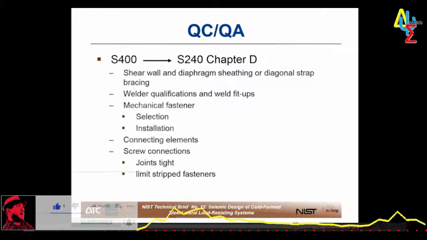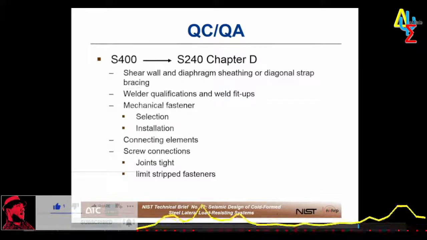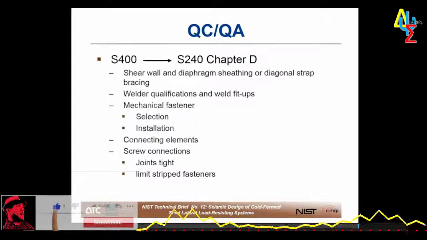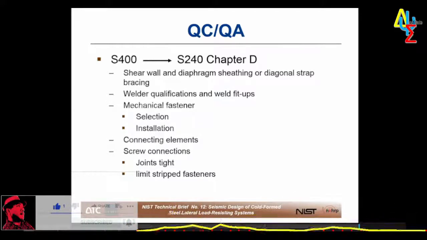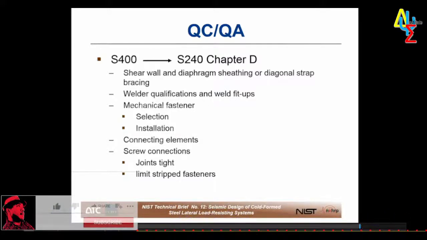And screw connections. In screw connections, we need to verify that the joints have a tight fit and that stripped or over-driven screws are limited to what's in S240. So depending on the type of connection you're making, the type of system, you can actually have some stripped screws and that can be acceptable, but they are limited. You can't have all of them be that way. And the specifics of that are defined in S240 Chapter D.